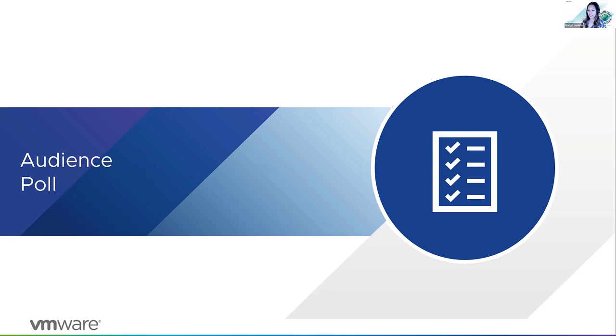Have you acted on any of Skyline's proactive findings and recommendations? 75% of you answered yes. 50% of the audience have used vRealize Operations, on-prem or cloud. The leading social media tool being used is LinkedIn, and the runner-up is Twitter and Facebook tied. Awesome, very good. Thank you for that, Marlene.